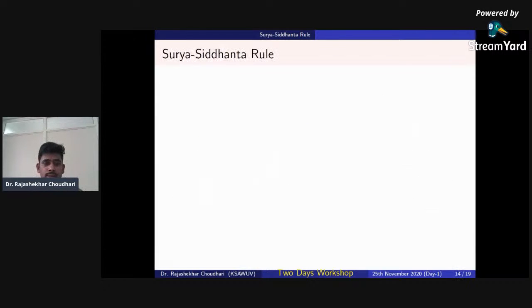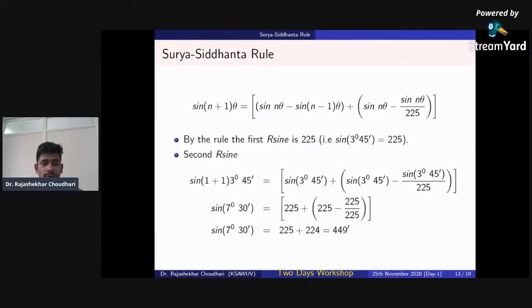As I said during the calculation, here I have done it for n equal to 1. So n equal to 1 is sine 7 degree 30 minutes, which is 449. Similarly, you are supposed to calculate it for the remaining 22 values, so that we will have a list of 24 R sine values. You are supposed to submit that assignment work.